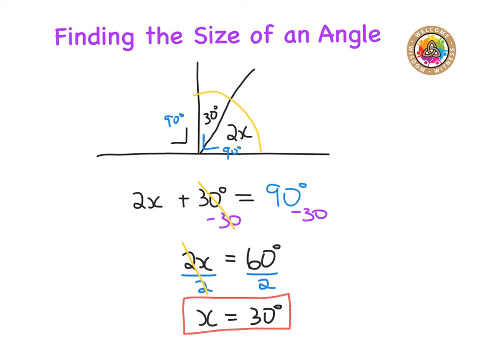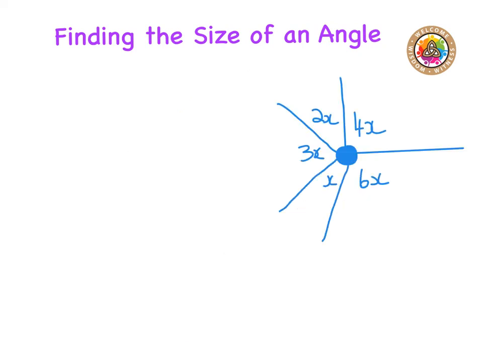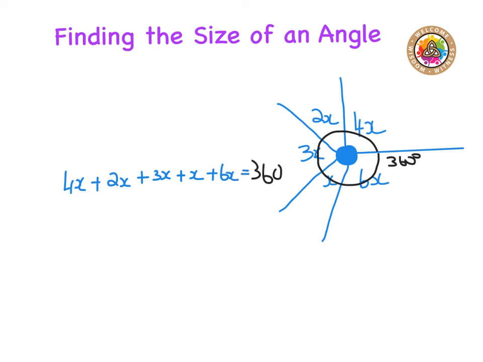And we'll just look at one last example. Okay, and so here in this question, I can see I have a full angle, so I have 360 degrees here. So if I want to solve this, I am going to begin and say, well, 4x plus 2x plus 3x plus x plus 6x is equal to 360 degrees.